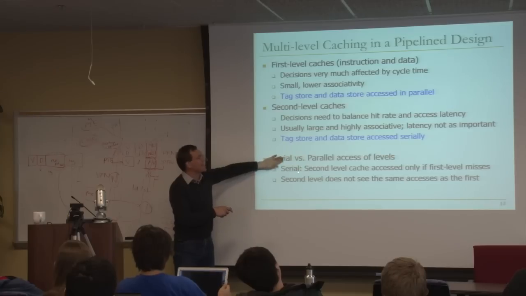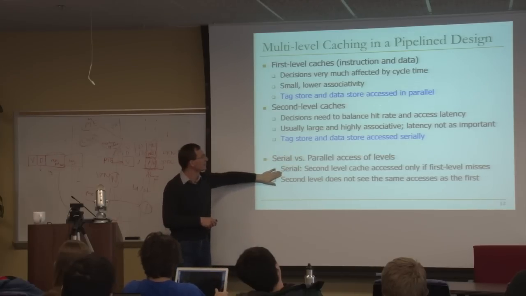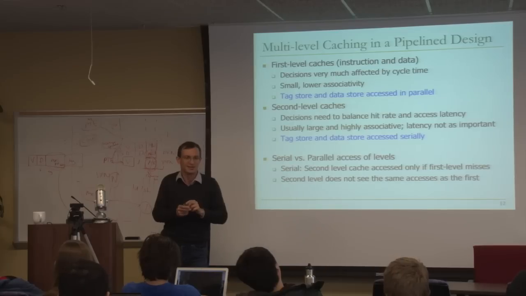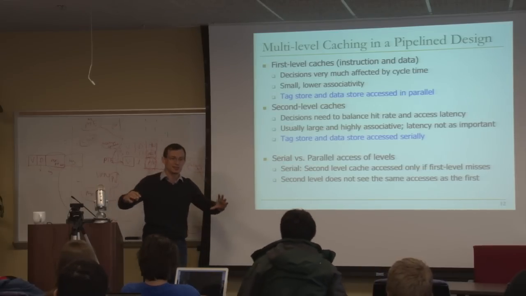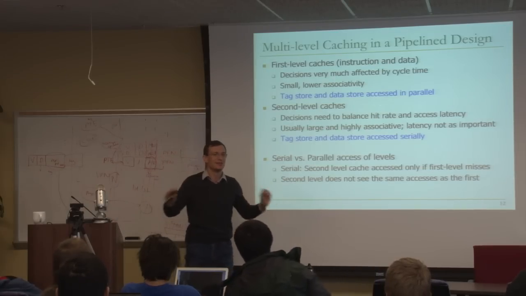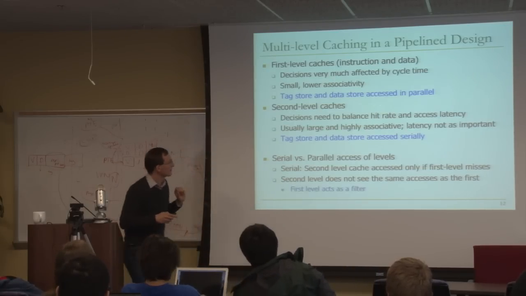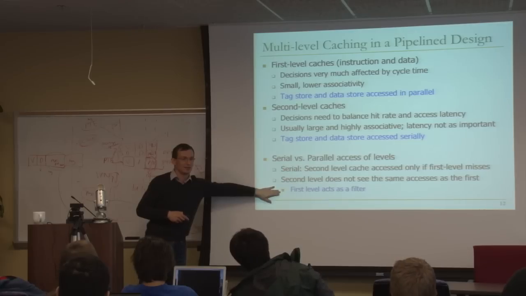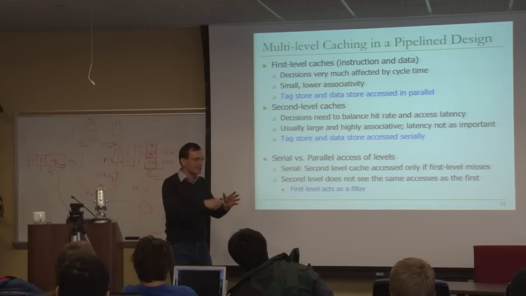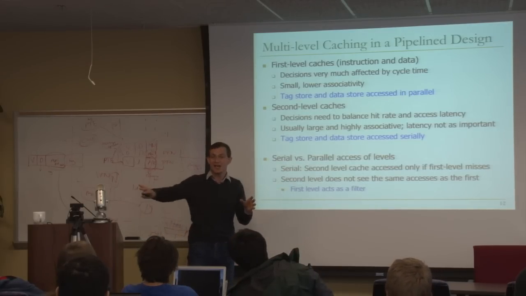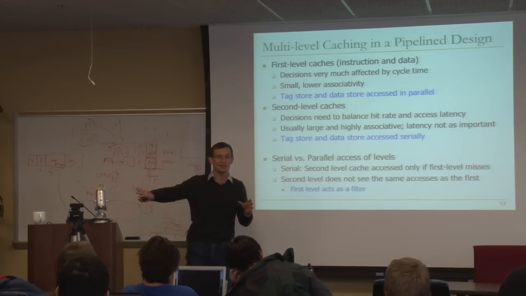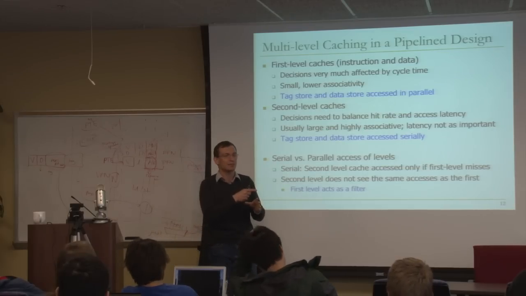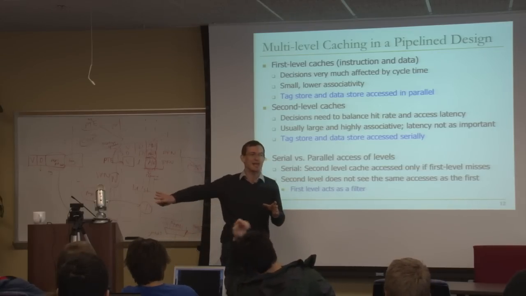If you do a serial access, which most processors today do, the second level cache does not see the same accesses as the first one. Basically, the locality characteristics that you see in the second level will be totally different. First level cache acts as a filter. For example, if a block is accessed a lot in the first level cache, it may not be accessed a lot in the second level cache, because the first level cache absorbs all of those accesses to that block, and the second level never sees them.